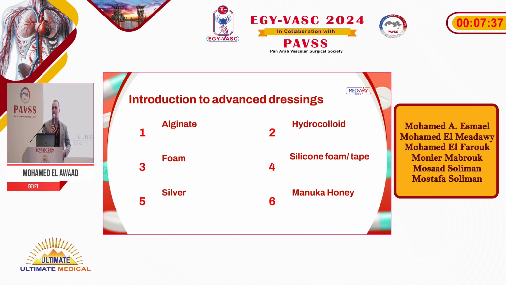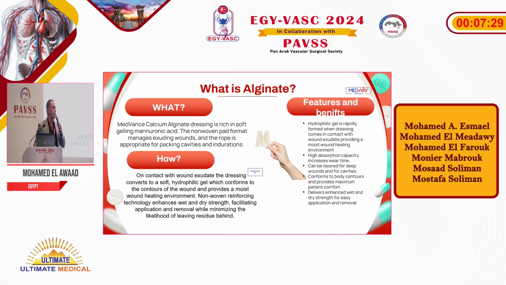I will just give a very quick brief about why we would use each of the listed advanced dressings. So let's start with the alginate. The alginate is well known because it's the first advanced dressing that was ever introduced to the market. It is made purely of some seaweed that is used for high absorption.